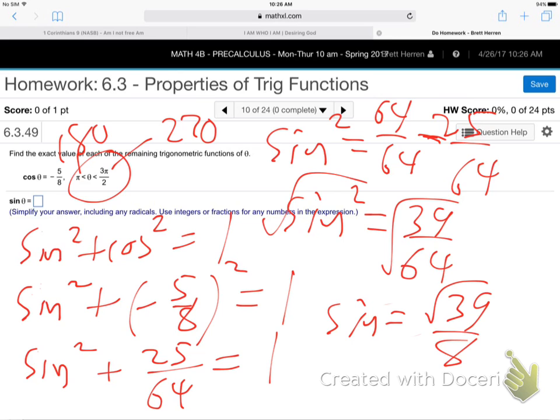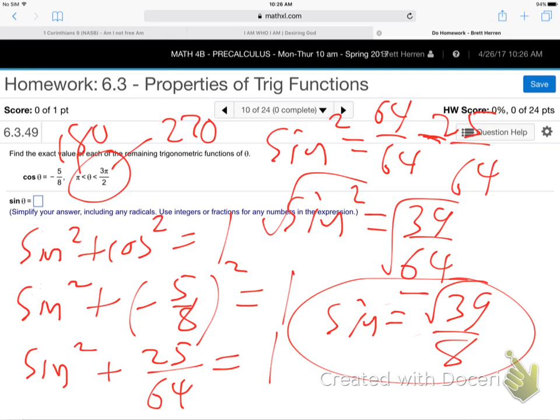Is it positive or negative? Negative. It's negative because third quadrant, right? All students take: only tangent and his upside down cotangent are positive in that third quadrant. Sine is not positive, he's negative. So sine is negative root 39 over 8.